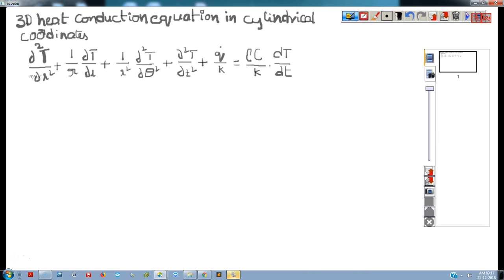Okay, and this equation I am highlighting here for the sake of clarity. This needs to be remembered in the future course.